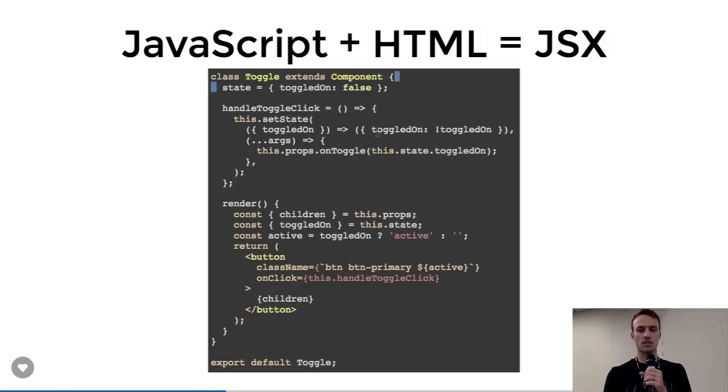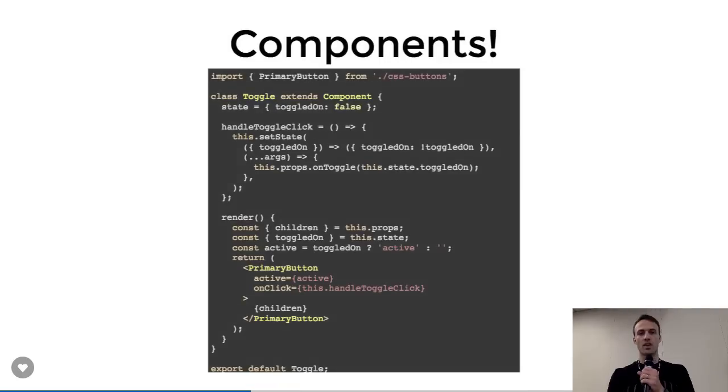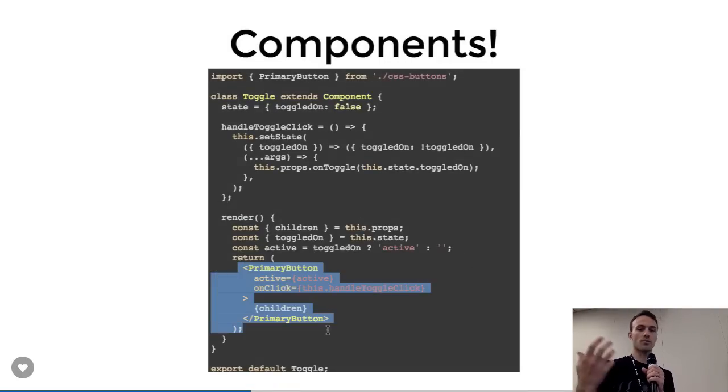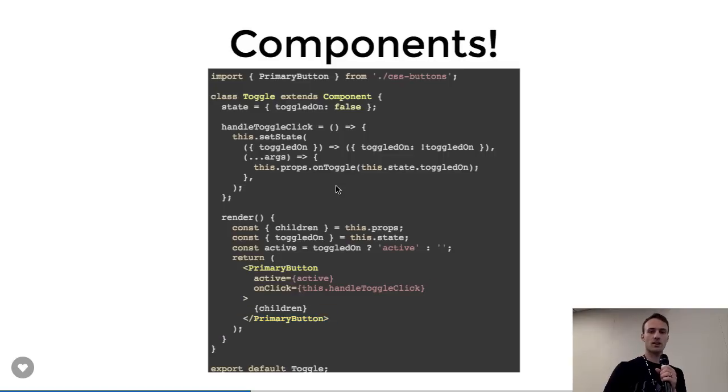It has its own state, it handles its own events, and then it renders this weird JSX looking stuff with a class name based off of whether it's active or not. And then presumably we have some styles that will style it when it's active. So we're going to refactor that a little bit, and instead of a button, we're going to have a primary button component that we'll put in our CSS buttons module. We'll import that, and now it accepts an active prop. So now we don't have any class names or CSS in here. It's just a component that we're reusing.